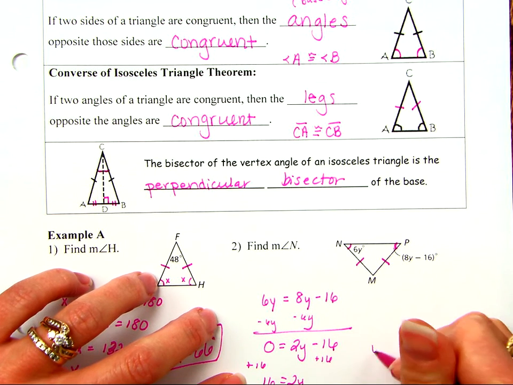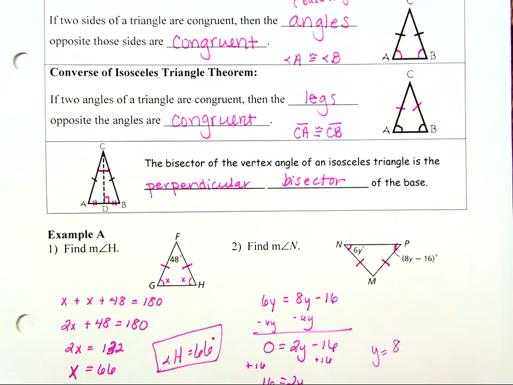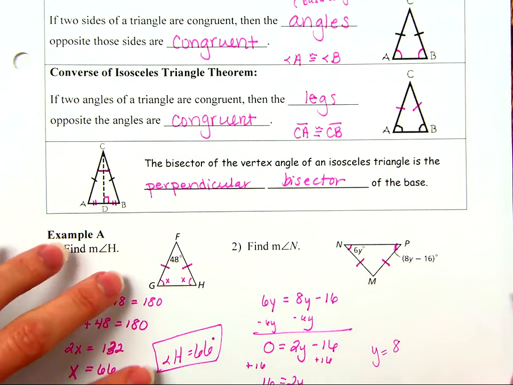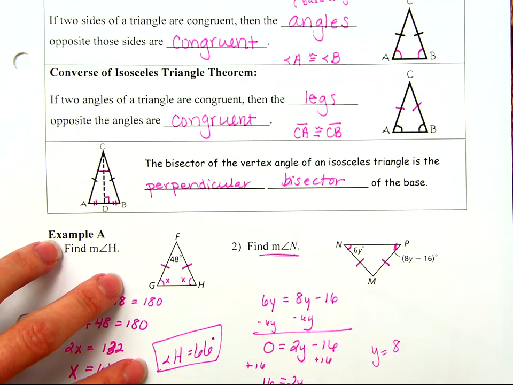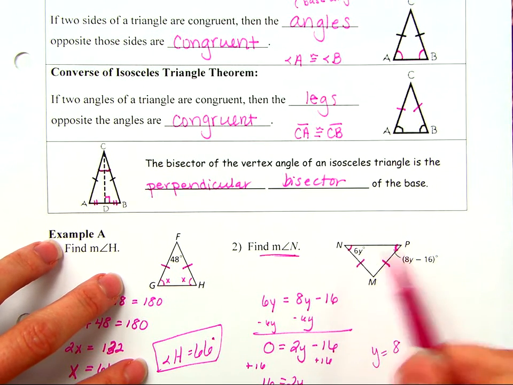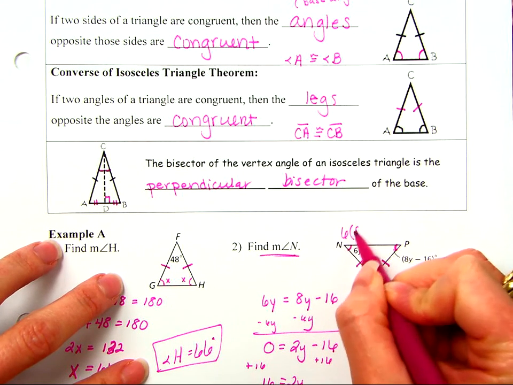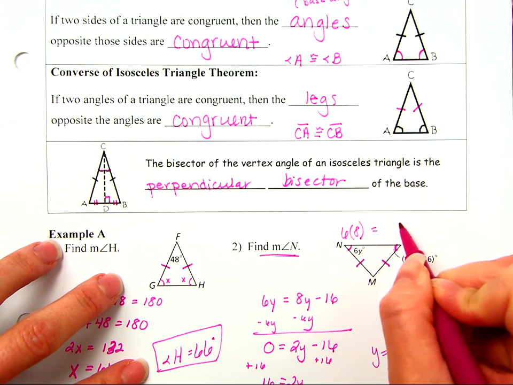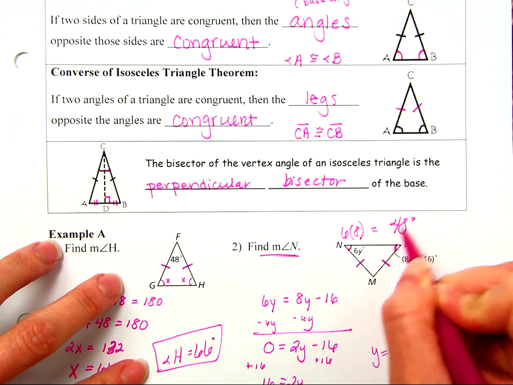Looks like I'm going to find that y is equal to 8, but I need to remember that they're actually asking me for angle N. So I need to take that and plug that in. 6 times 8, and we would find out that angle N is 48 degrees.